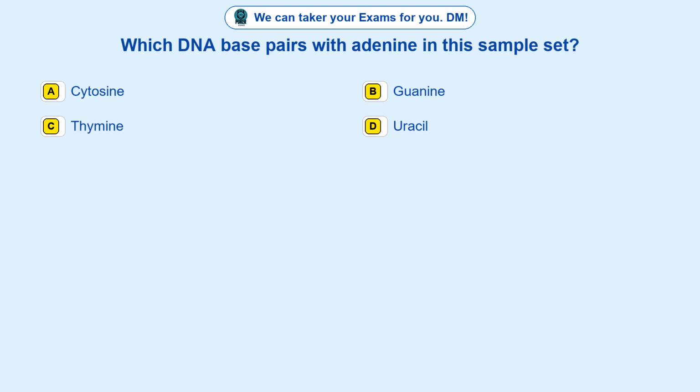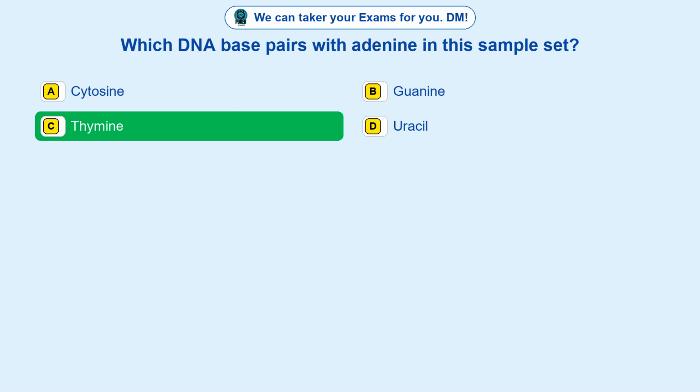Question 7. Which DNA base pairs with adenine in the sample set? Option A, cytosine. Option B, guanine. Option C, thymine. Option D, uracil. The correct answer is option C, thymine.